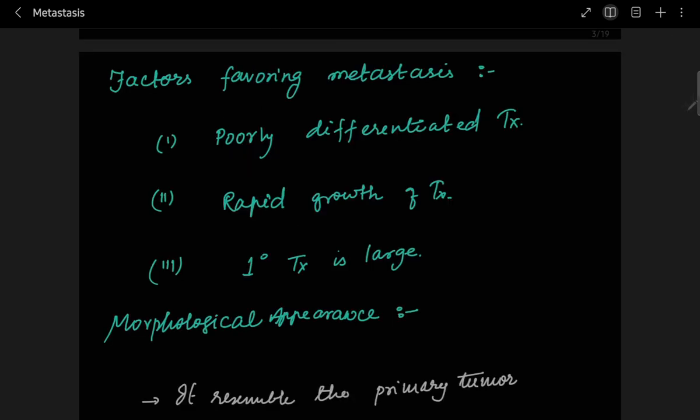Now let's see the factors favoring metastasis. The factors favoring metastasis are poorly differentiated tumor cells, rapid growth of the tumor, and a primary tumor that is large in size, right. All three factors favor the metastasis process. Poorly differentiated tumor cells easily spread to other parts of the body, and if the tumor is rapidly growing, its size will increase and it can't be accommodated in that area, so it will lead to dissemination of the tumor cells to other parts of the body.